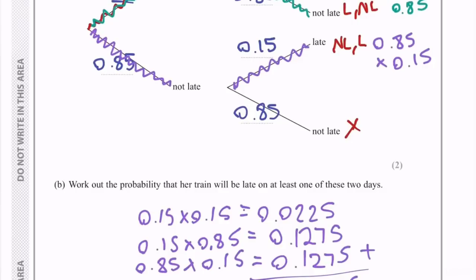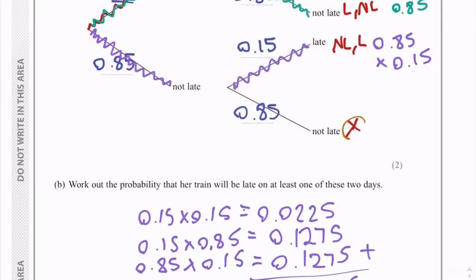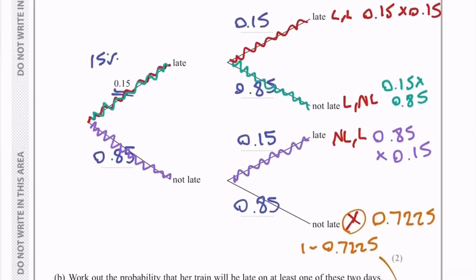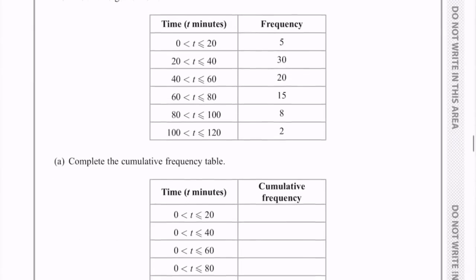Just as a little note, you could have done this a slightly different way. I've opted not to, but you could have worked out the probability of not being late and not being late, and that's 0.85 times 0.85, which gives us a probability of 0.7225, and then we can take that away from 1. It's a lot quicker. 1 take away 0.7225 again gives us 0.2775. So 2 ways that you can approach that. I've opted just to go with the 3 branches and work out those. But that's your answer, 0.2775. On to your next one.